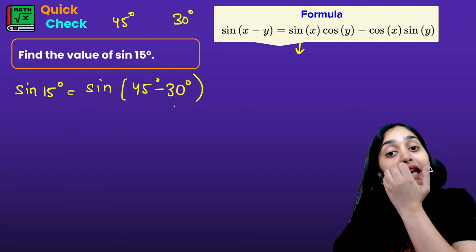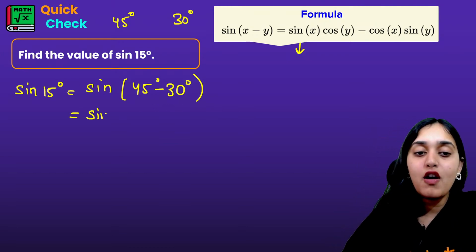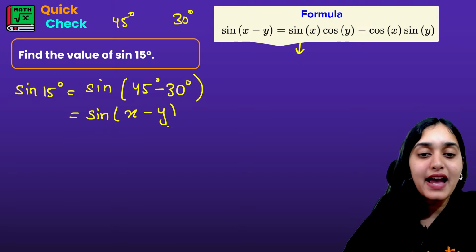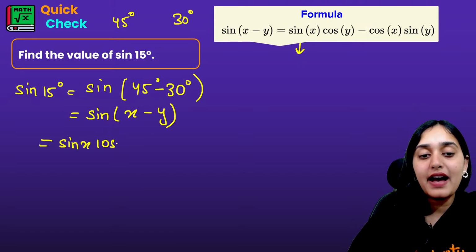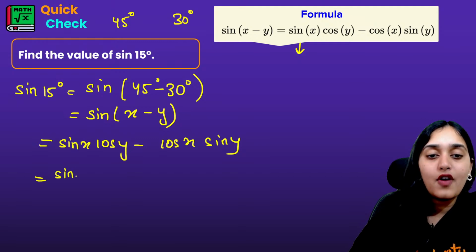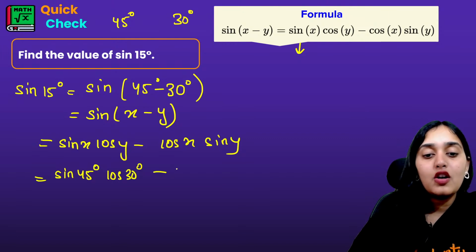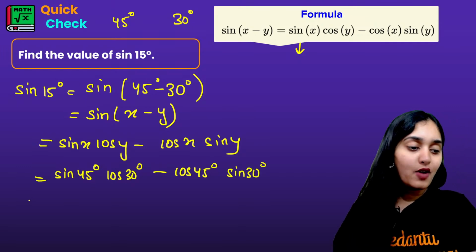Now what is sin(x minus y)? What is the formula? Sin x cos y minus cos x sin y. Now I will put it here. So it is sin 45 degree cos 30 degree minus cos 45 degree sin 30 degree.